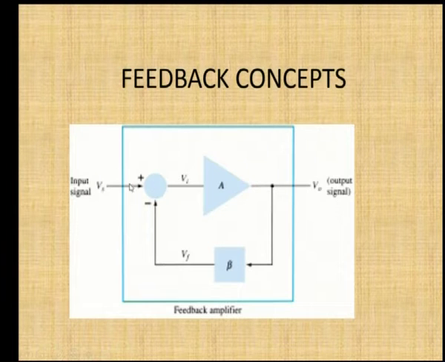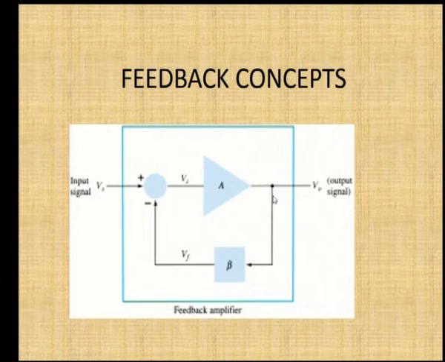The effective signal, that is the input signal plus or minus the feedback signal, is now the error signal, or you can call it the actual input signal to the amplifier, and this amplifier is amplifying the input signal here, and that is the output. This is the concept of the feedback.